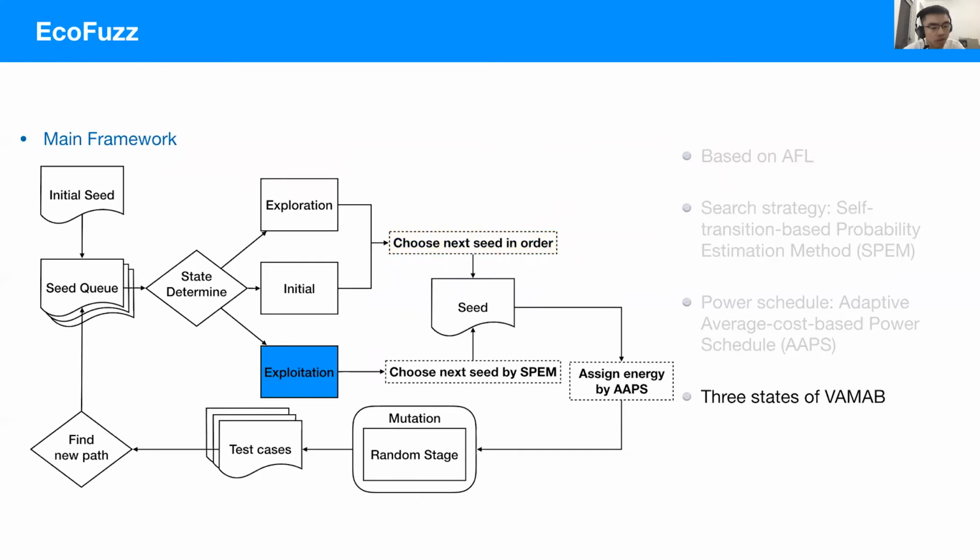If EcoFuzz is in exploitation state, it chooses the next seed by the search strategy SPEM. After choosing a seed, EcoFuzz assigns energy to the seed by our power schedule algorithm AAPS. Then it mutates the seed and executes the test cases. Now, let me introduce the search strategy and power schedule algorithm in detail.